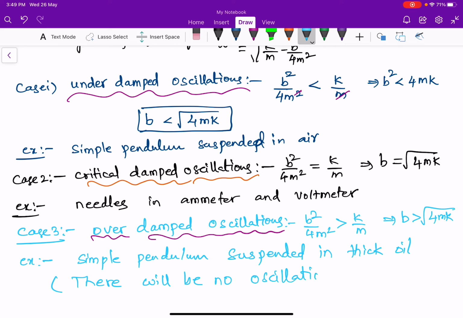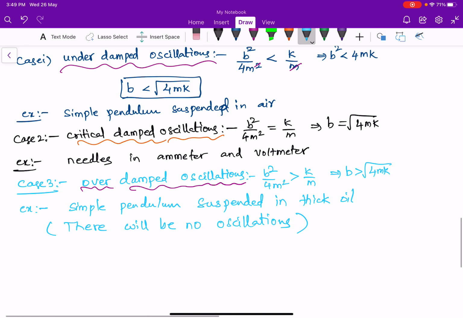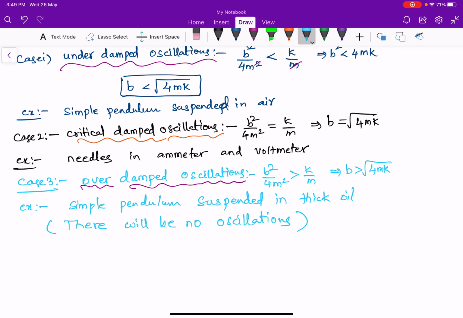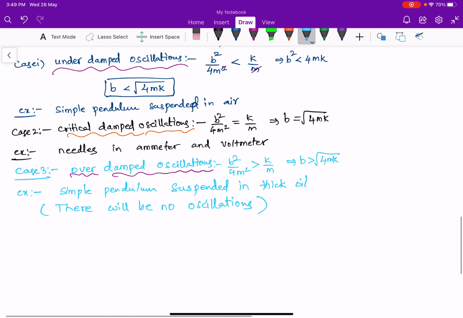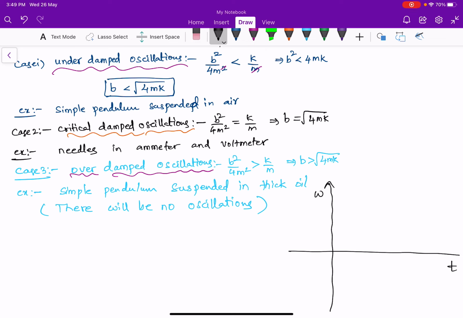In case of over damped oscillations. Okay, so here I am summarizing all three cases. For that, I am taking a graph of displacement versus time.